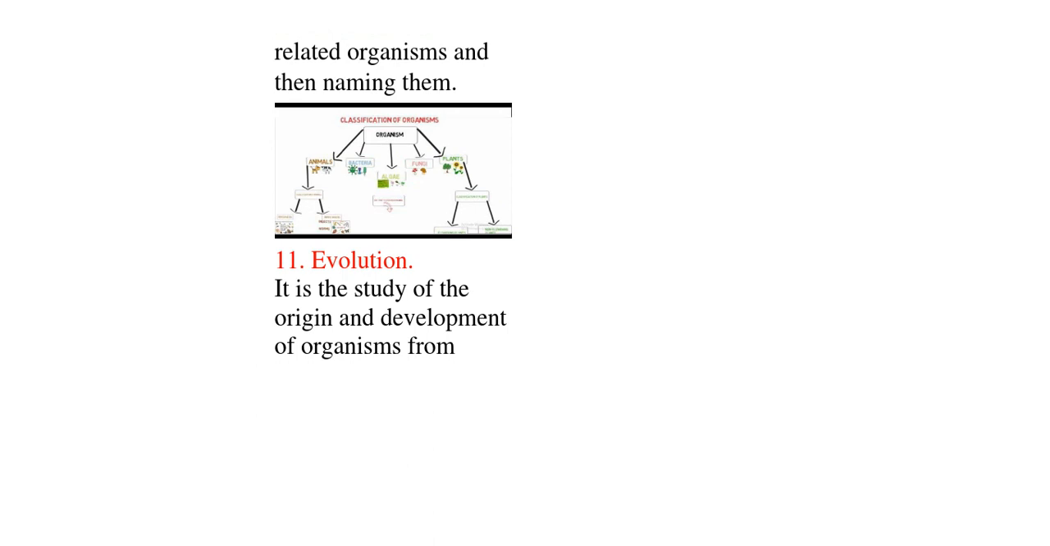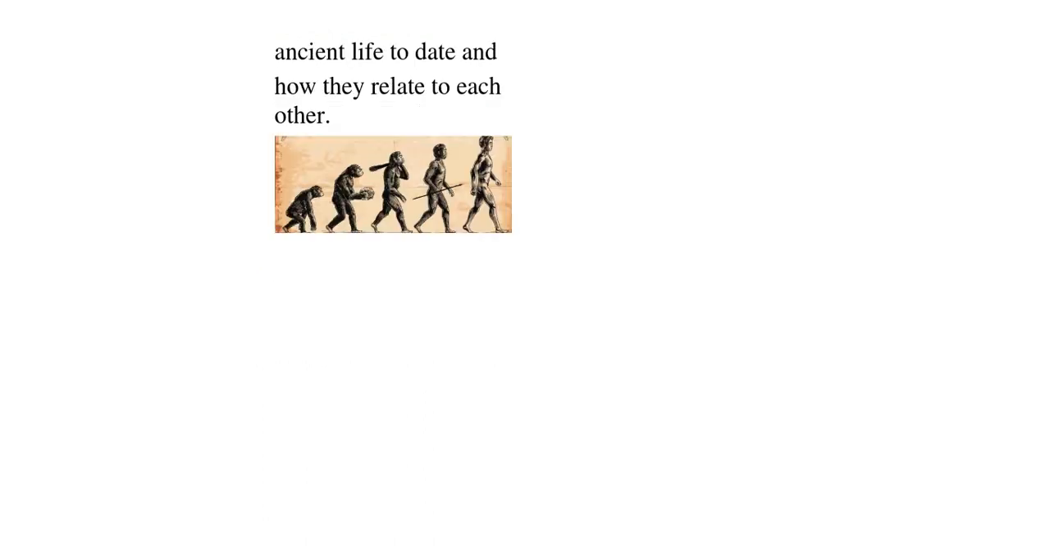Lastly, we have evolution as number 11, and this is the branch of biology that deals with the study of the origin and development of organisms from ancient life to date and how they relate to each other. And the diagram here shows evolution of man from ape, which is evolution.